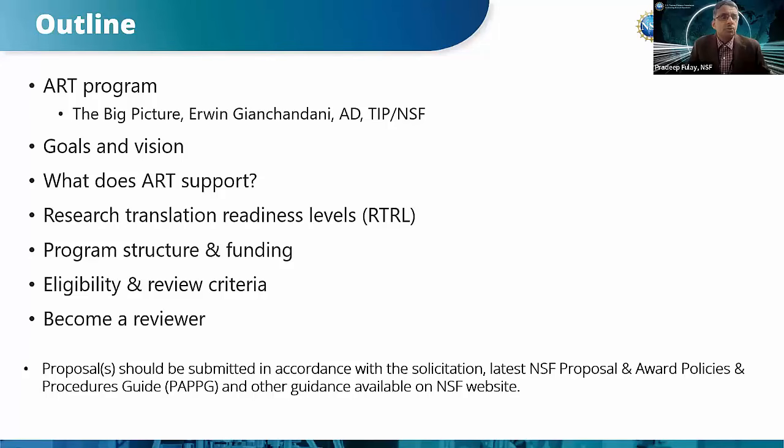Then we will come to you with some thoughts on goals and vision for the program, as well as what kinds of activities the ART program supports, the notion or the concept of research translation readiness level, followed by some description of what is the program structure and what are the funding levels associated with different items in this program. And also we will cover some aspects of eligibility and review criteria.